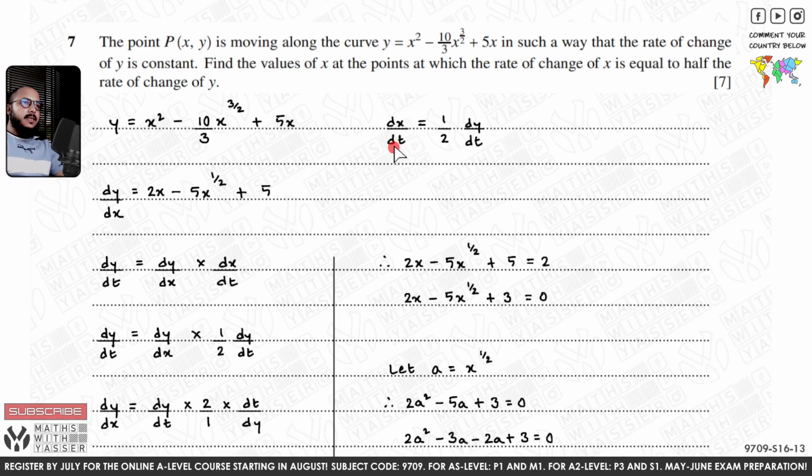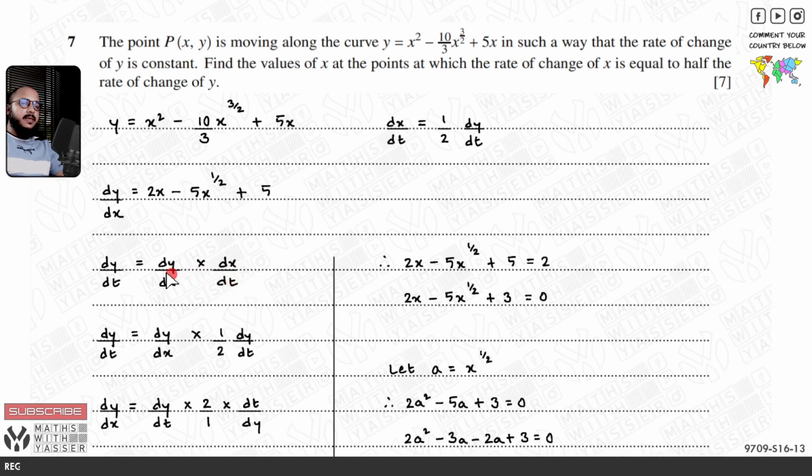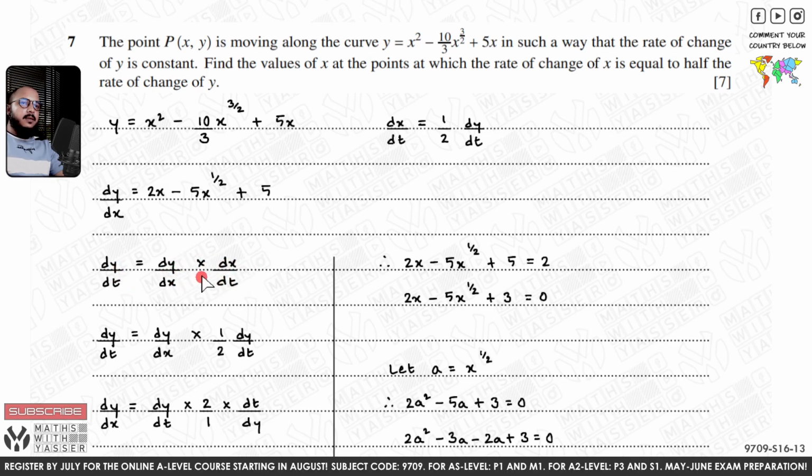And dx by dt, this is from the question. We got that rate of change of x is half the rate of change of y. That means dx by dt must be equal to half of dy by dt. Okay, so we know that dy by dt is equal to dy by dx times dx by dt. That is the chain rule. And the reason why we are using this is so that we can use these data and substitute into this equation.